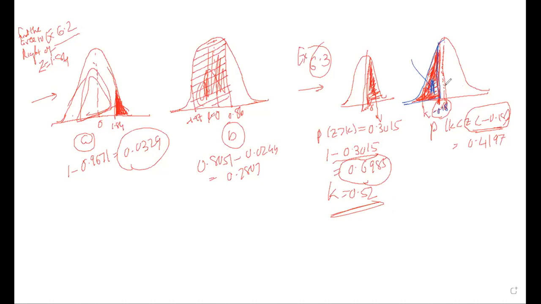This area is something we get using the table. And then after, I'm going to subtract that area. I can write that in the form of this one, and we see that the area between K and negative 0.18 is something like this.